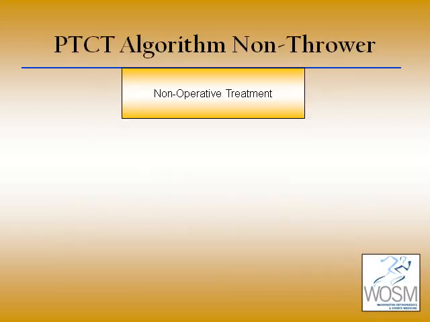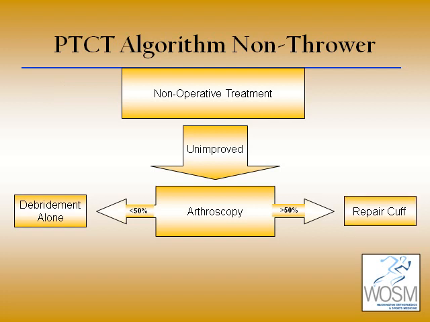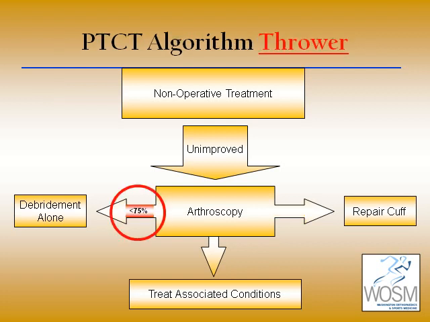Now, what's our algorithm with a partial cuff tear for a non-thrower? Well, we start with non-operative treatment. If they're improved, we're done. If they're unimproved, we proceed often with arthroscopy. If the cuff tear is less than 50% thickness, then often we'll perform a debridement alone. If the tear exceeds 50% thickness, then we may go ahead with a repair. Of course, we treat any associated conditions.